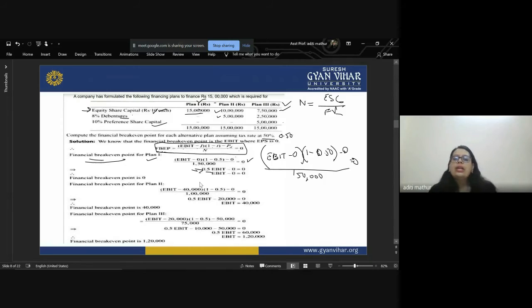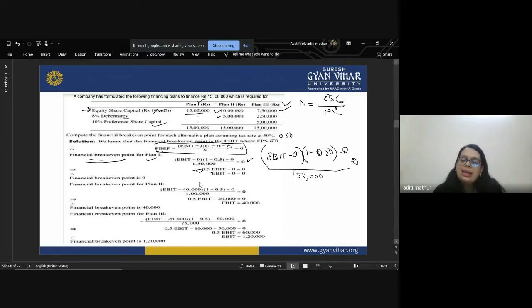So when you solve this, which is equal to 0, you will get the value 0.5 EBIT minus 0 equals 0. When you solve it further, you will come to know that EBIT equals 0. So that means if the company earns an EBIT of 0, that point will be the break-even point for the organization in plan 1.